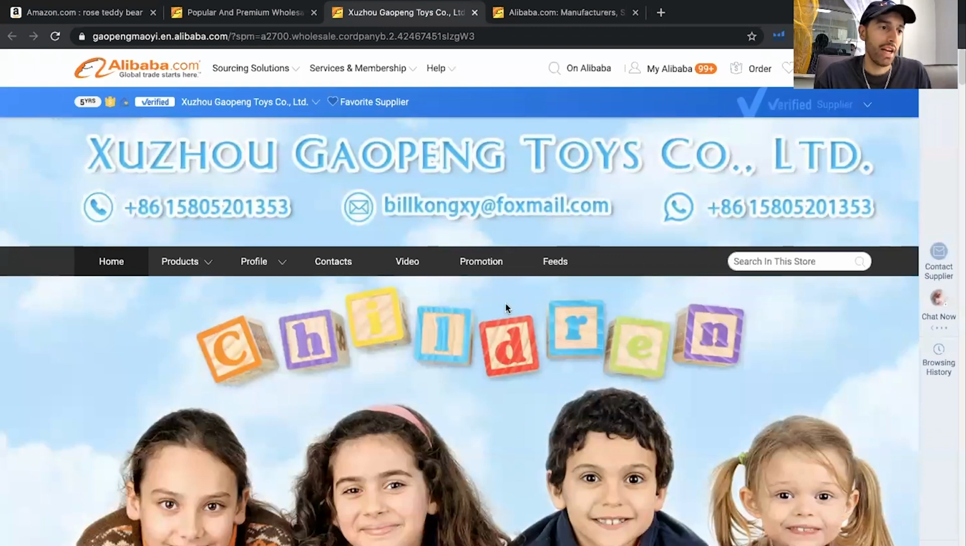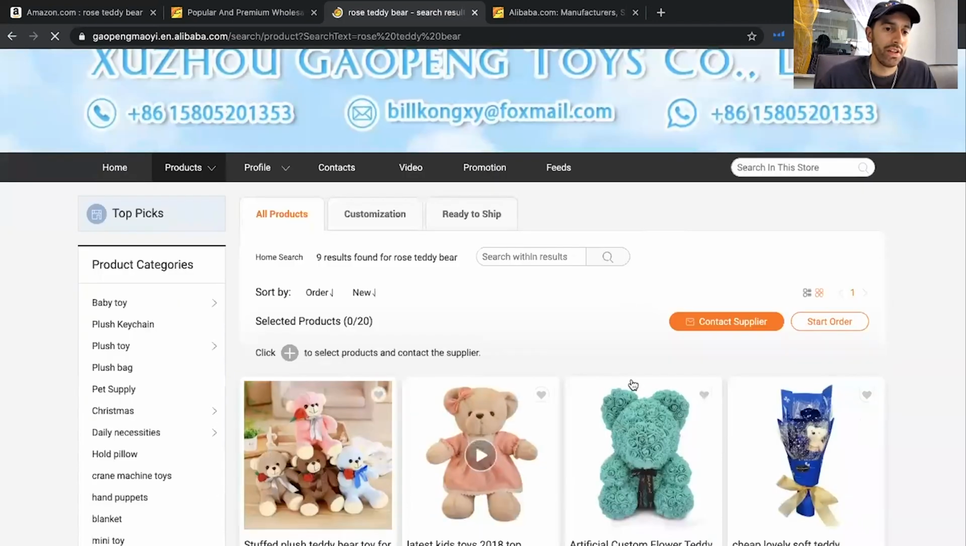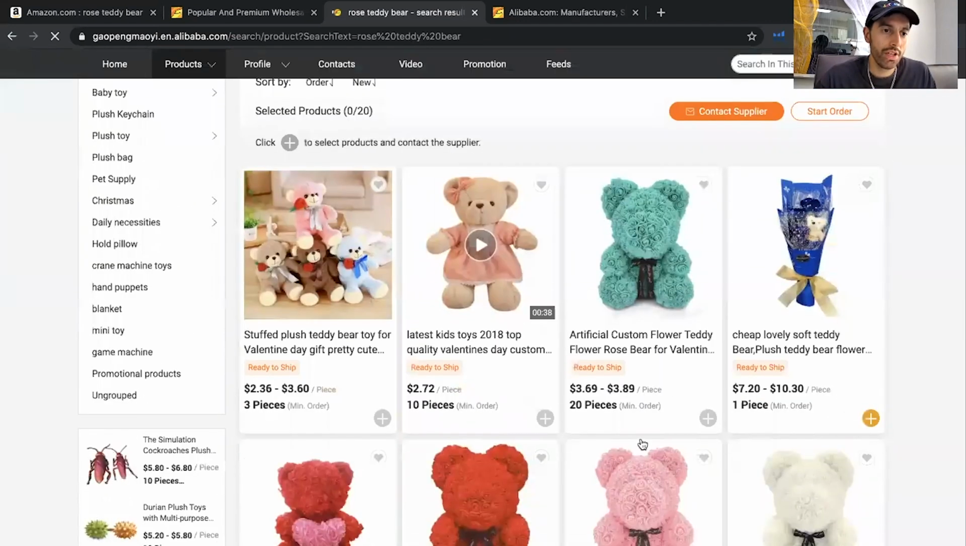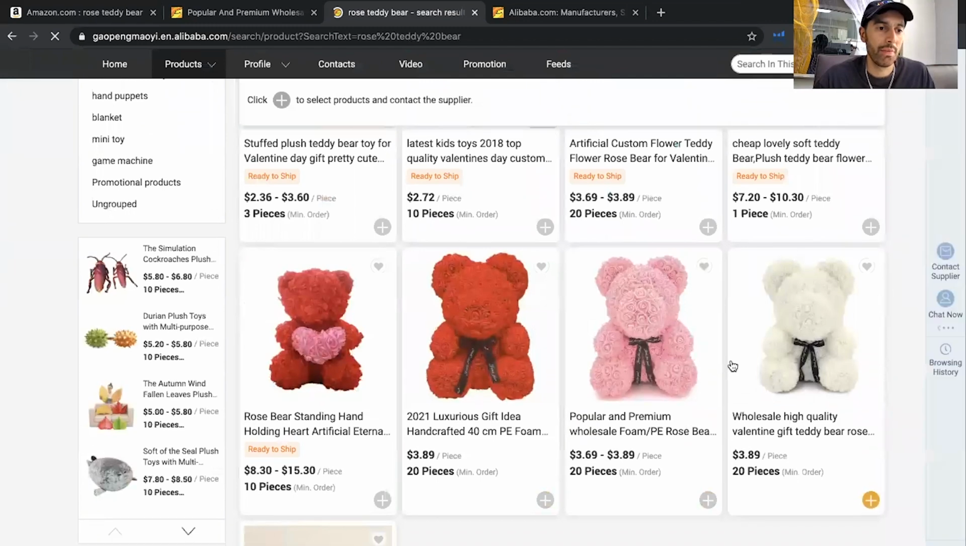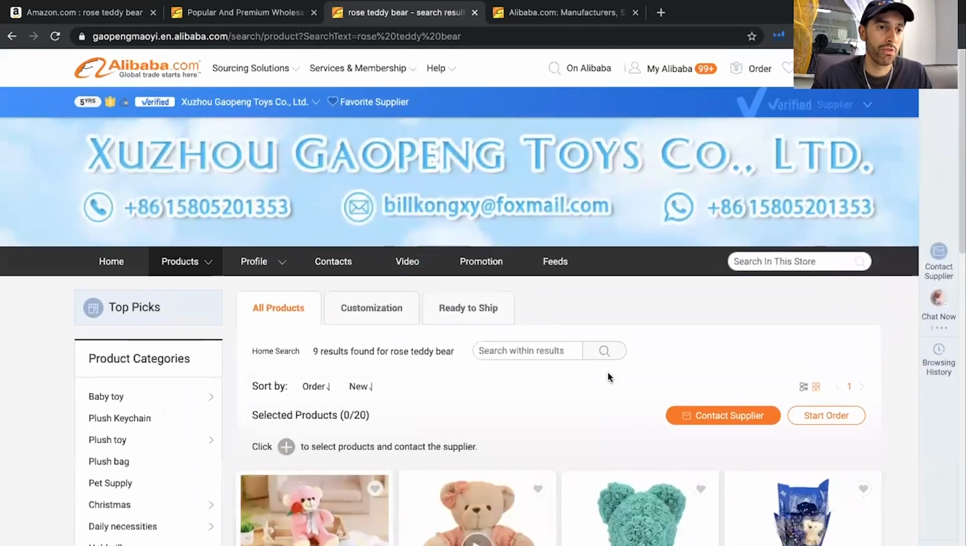And then a little hack here is that you can also search the store. As this is the factory store, we can type in rose teddy bear and then see if anything else comes up that we might be interested in. So here you see the teddy bears and things like that. We already saw the junior one that we thought was cool.